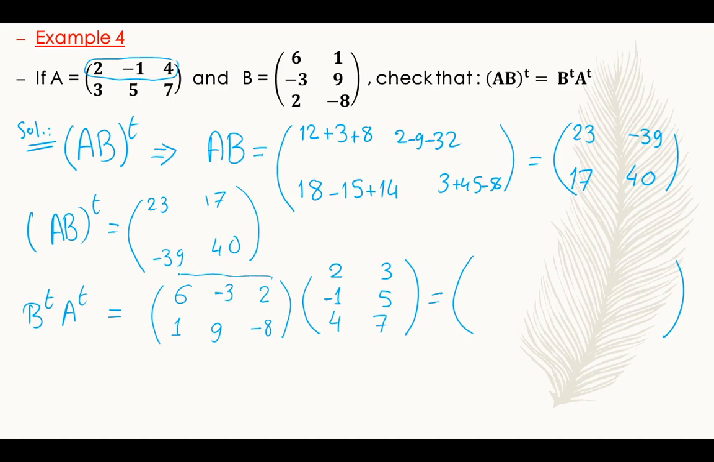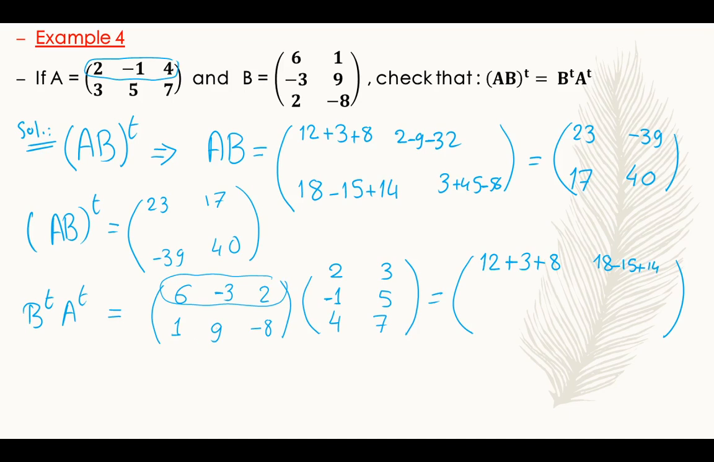Here is the first row multiplied by the first column. 6 times 2 equals 12. Negative 3 times negative 1, positive 3. 2 times 4 equals 8. Okay? First row times second column. 6 times 3 equals 18. Negative 3 times 5 equals negative 15, and 2 times 7 equals 14.